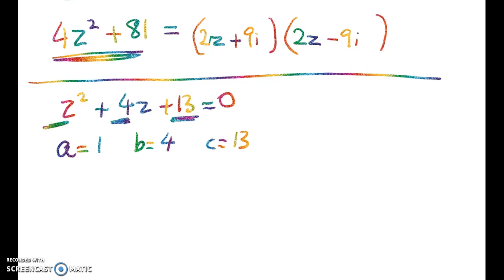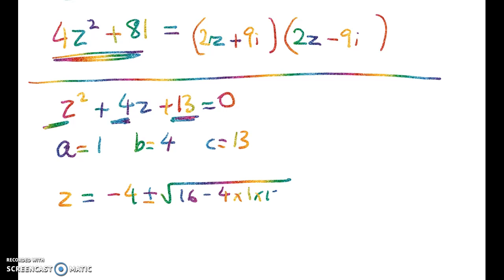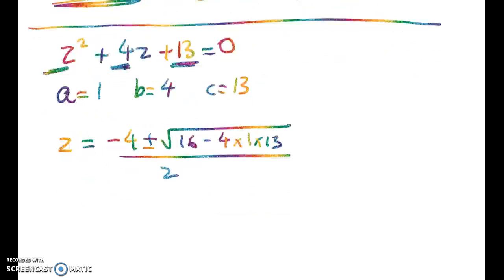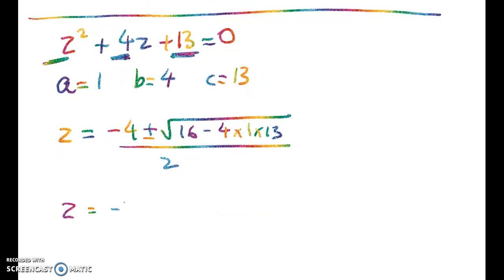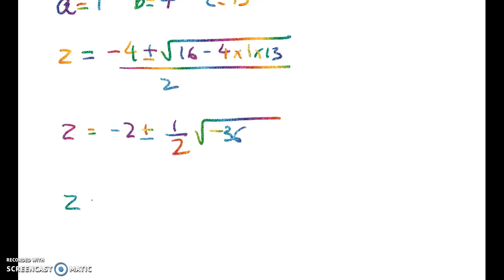Right, so we get z equals negative 4 plus or minus the square root of b squared, so 16 minus 4 times 1 times 13, divided by 2a. Giving me z is equal to negative 2 plus or minus 1/2 times the square root of 16 minus 52, which is negative 36.